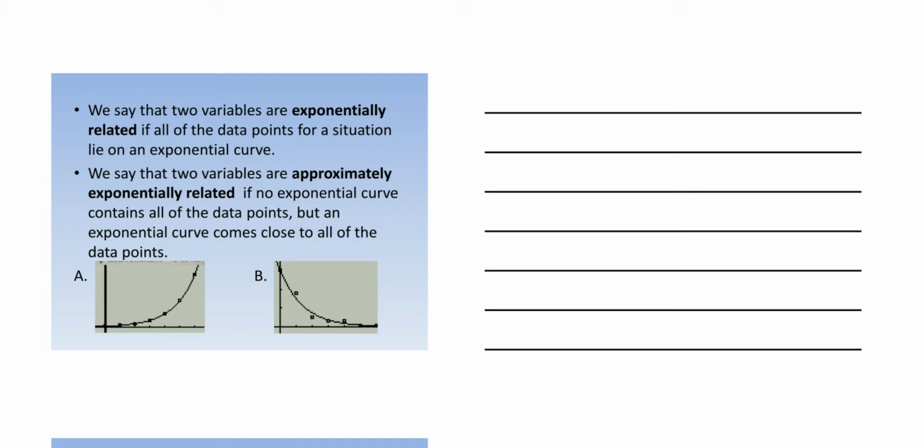We say that two variables are exponentially related if all of the data points for a situation lie on an exponential curve. So we have option A down below. They're exponentially related. All the data points lie on the exponential curve. We say that two variables are approximately exponentially related if no exponential curve contains all of the data points, but an exponential curve comes close to all of the data points. So option B down below shows most of them are pretty close to our exponential curve, so we can just say that they are approximately exponentially related.